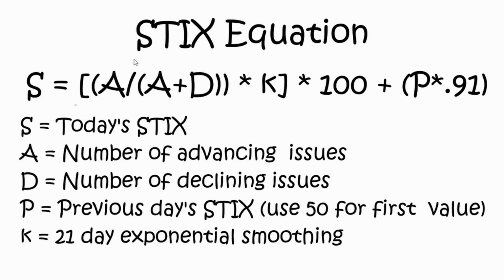Here is the equation for STIX. S equals A divided by A plus D times K times 100 plus P times 0.91. Let's go over what some of these values mean. S is going to equal today's STIX number that we're looking to calculate. A is going to be the number of advancing issues in the day that we're looking at. D is going to be the number of declining issues in the trading day that we're looking at. P is going to be the previous day's STIX number. If we're doing this for the first calculation, we won't have the previous day's STIX number, so we're going to use 50. And then K is going to equal a 21-day exponential moving average.